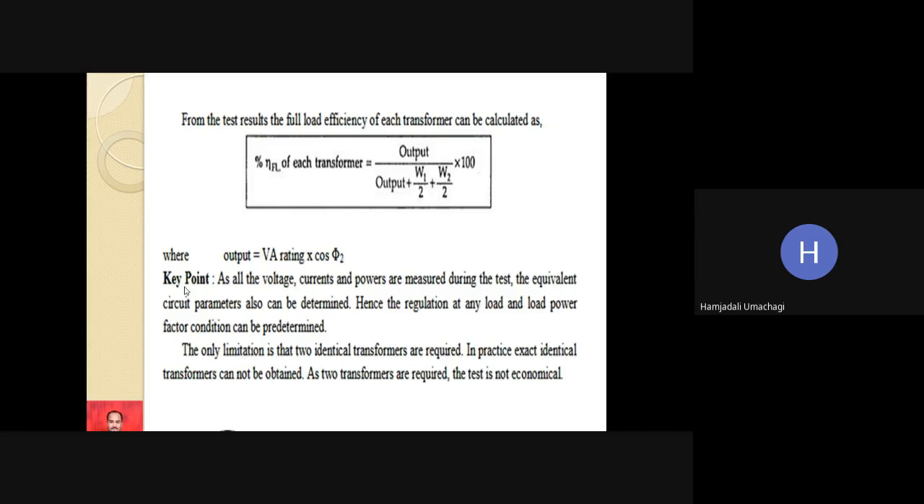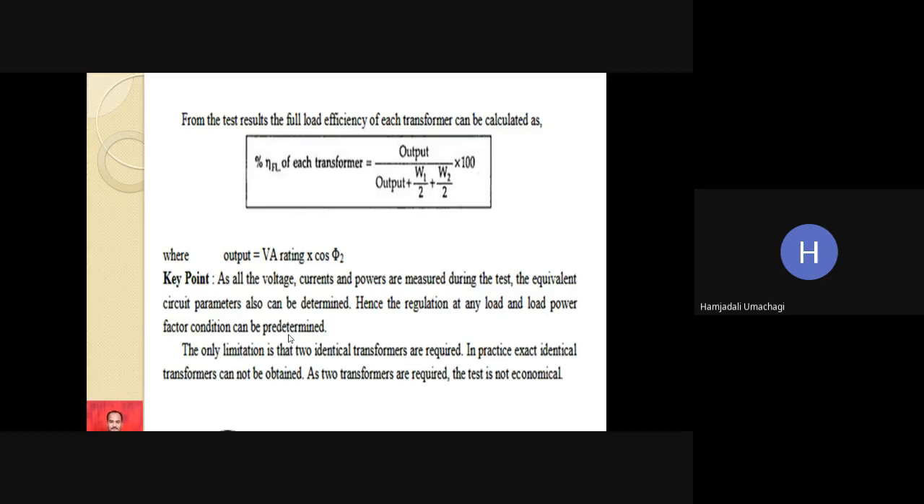Right. Then the key point here is, as all the voltages, currents and powers are measured during the test, the equivalent circuit parameters can also be determined. So here we are getting the information of all the voltages, currents and power, that is W1 and W2. So using the same result of Sumpner test, we can also determine equivalent circuit parameters. Hence the regulation at any load and any power factor can also be predetermined. Like in the case of OC and SC test, here also we can calculate regulation and efficiency for any loading condition and for any power factor condition.